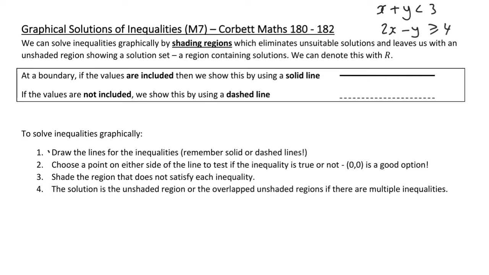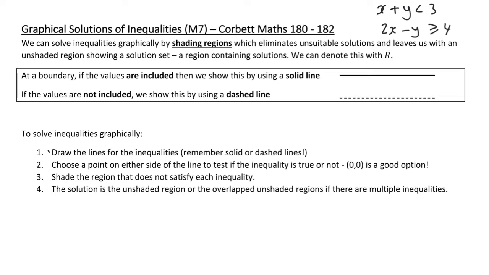A couple of rules before we do that. One of them is if the values are included, so we mean if it's more than or equal to or less than or equal to, to draw the line we use a solid straight line. And if the values are not included, so if it's a less than or a more than, then we draw the line with a dashed line.